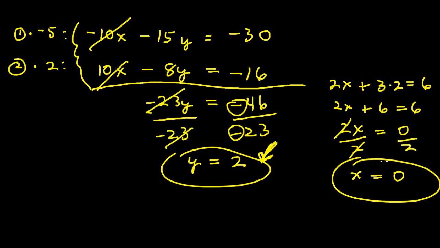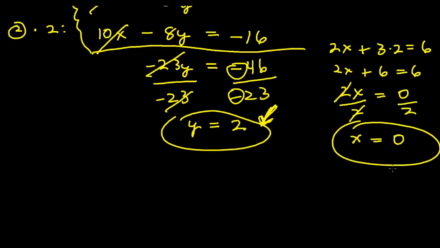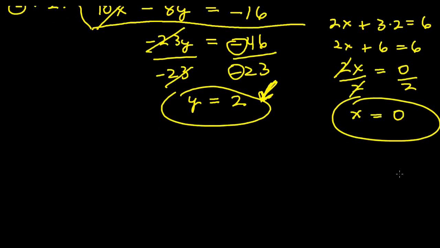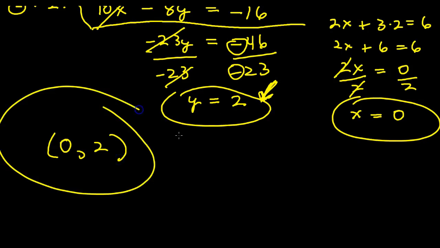Right, so when y is 2, x equals 0, and that pair of xy values will solve both equations simultaneously. And again, if you like, in ordered pair format, x is 0 when y equals 2.